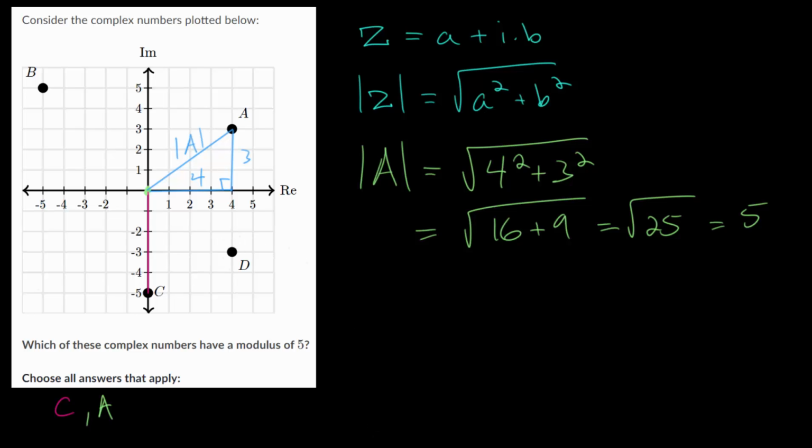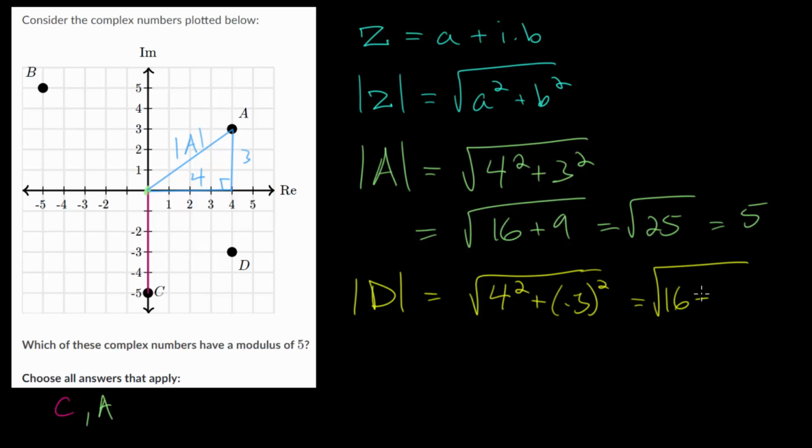Now, looking at D, we can find the modulus of D by considering the components. Since the real part of D is also 4, we have 4 squared plus the imaginary part of D, which is -3, and we will square that. And 4 squared we know is 16. -3 times -3 would be +9, and we end up with this exact same scenario, meaning we have root 25, which is 5. And D also has a modulus of 5. And at this point, we just need to check B.